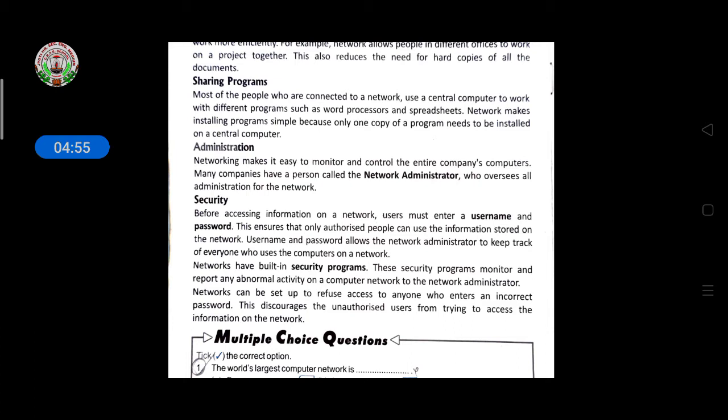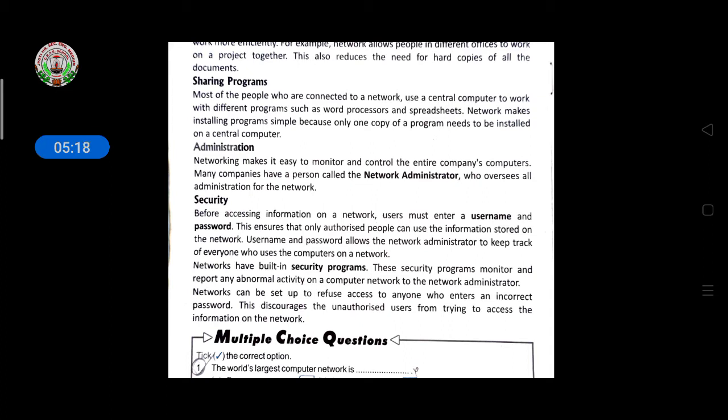Many companies have a person called network administrator who oversees all administration for the network. So administration means if your computer is connected and all the documents you had stored in one server, the network administrator has to take care of that server.